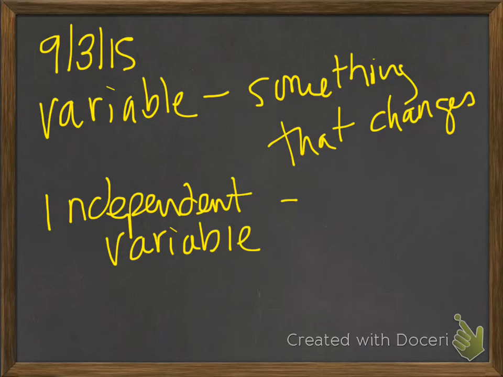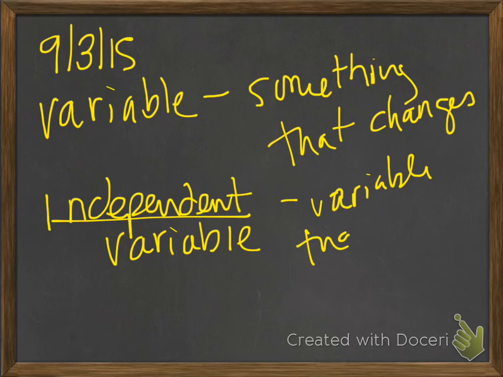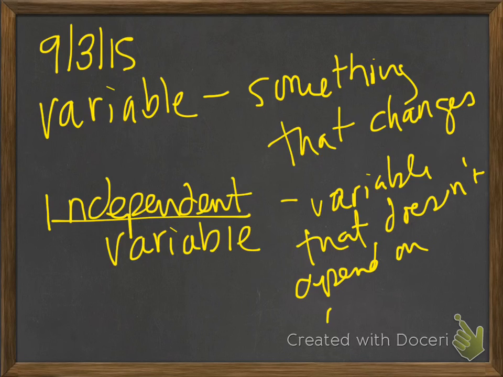An independent variable is something that changes, that doesn't depend on other things around it. Okay? An independent variable is a variable that does not depend on other variables in an experiment.